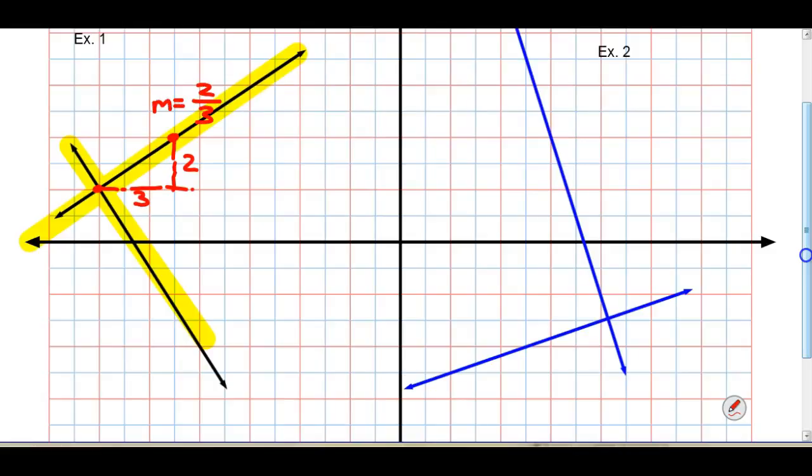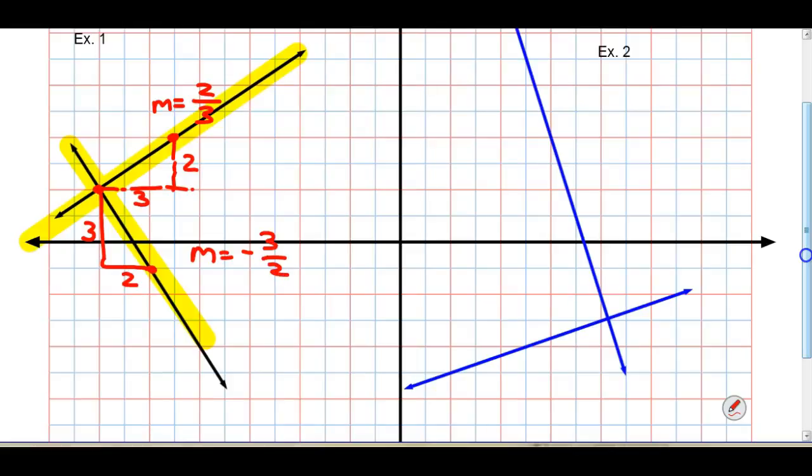If I look at the other line that is perpendicular to that, the first thing I can tell is that its slope is negative. They're always going to be opposite of each other when they're perpendicular. When I pick 2 points on this line, I've got this point and this point, and I come down 3 and over 2. Well, that's a slope of negative 3 over 2.